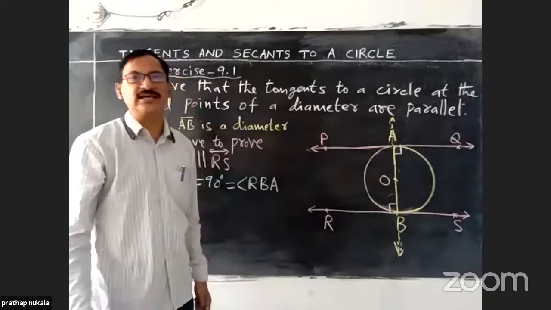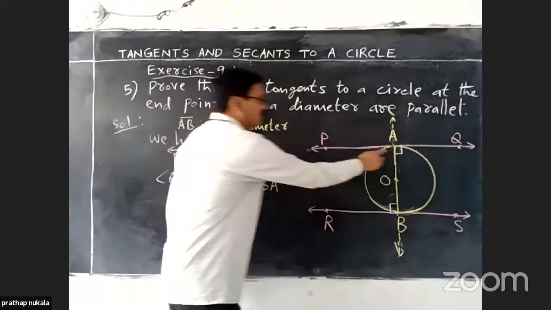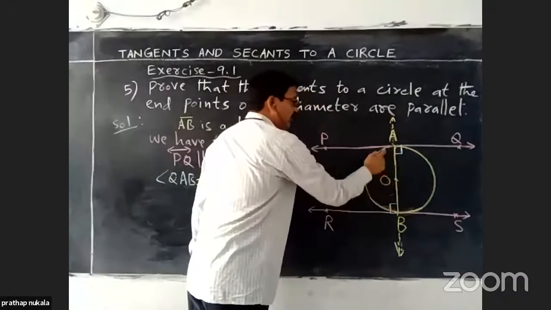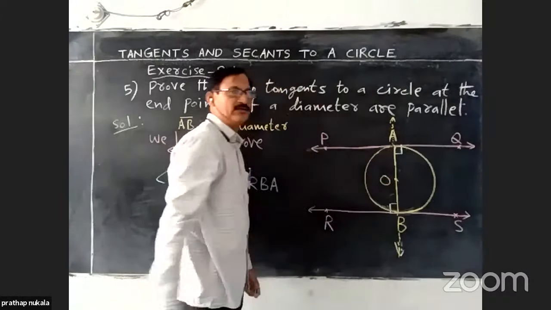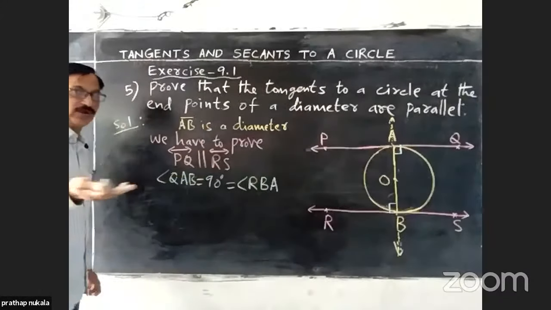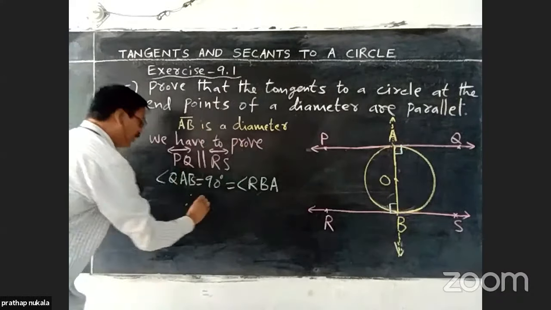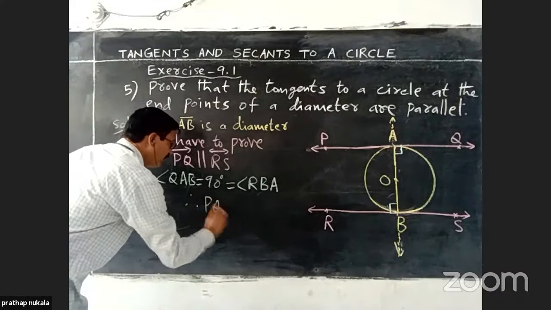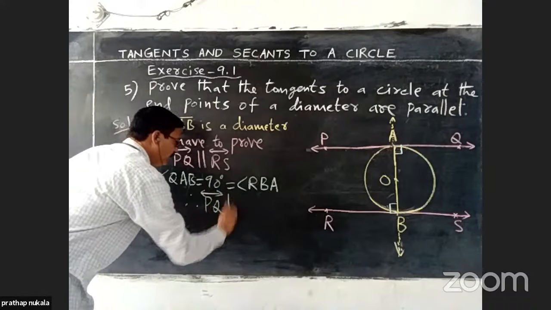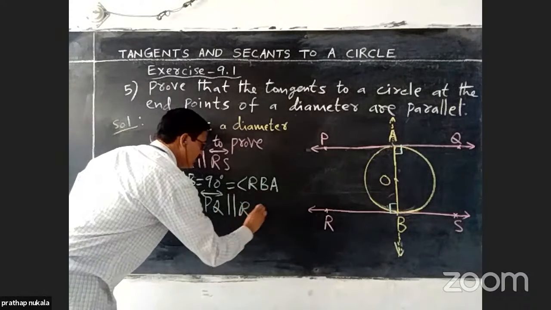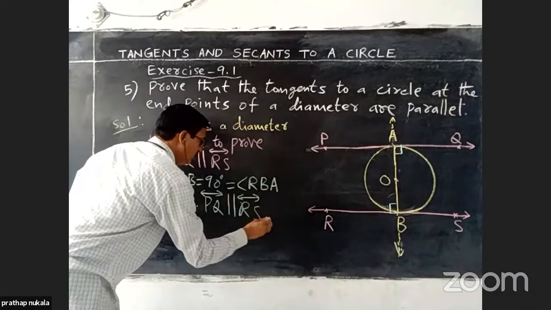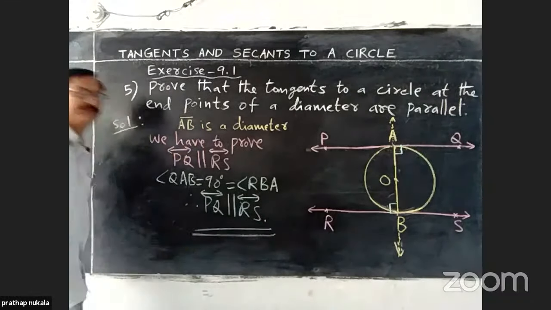Alternate interior angles are equal. Then this pair must be equal, the remaining pair also equal. Therefore, we can say the line PQ is parallel to RS. That's all.